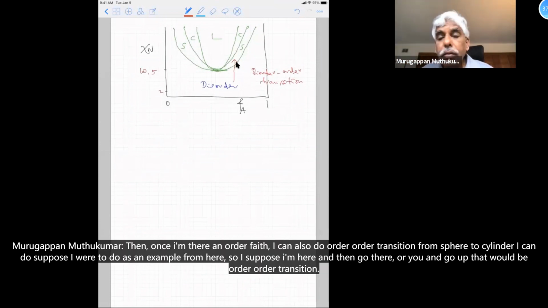Then once I'm there in an ordered phase, I can also do an order-order transition. From sphere to cylinder I can do. Suppose I were to do, as an example, from here, I suppose I'm here and then go there, or even go up. That would be an order-order transition.